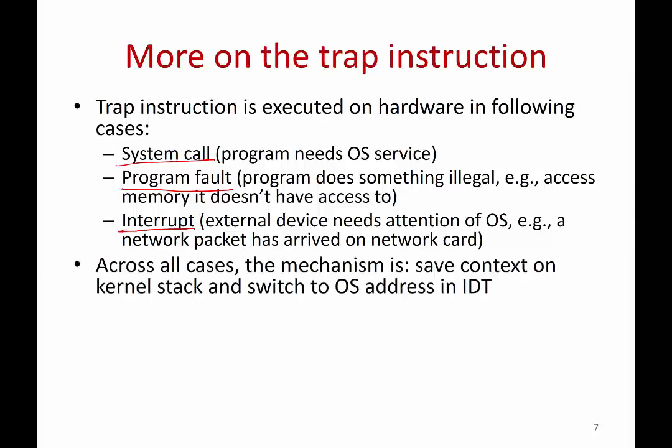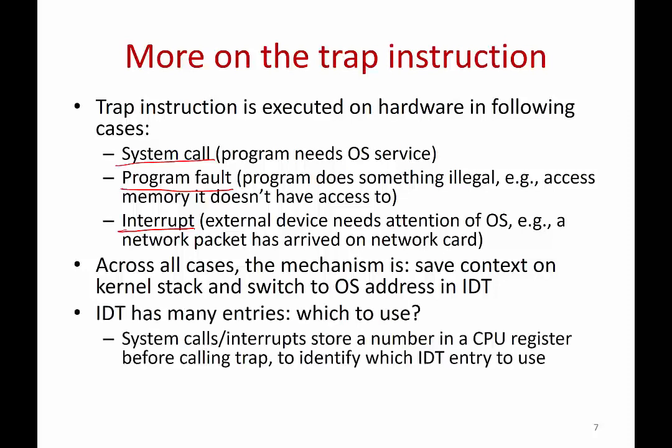And in all of these cases, the mechanism is basically the same. Whenever a trap happens, either due to a system call, a program fault, or an interrupt, you do the same thing. You switch to the kernel stack, you save context, and then you jump to some address in the operating system code. You look up the interrupt descriptor table and jump to some address in the operating system code.